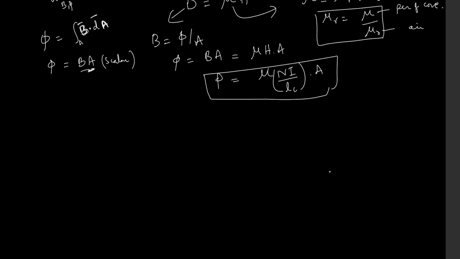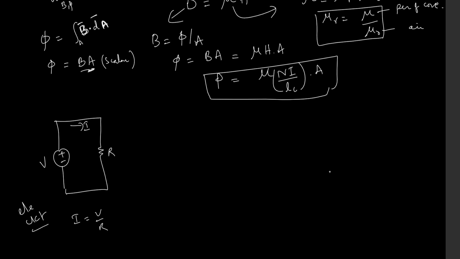treated analogously as an equivalent electrical circuit. So we have an electrical circuit. This is voltage V, this is resistance R, and the current flowing through the circuit is I, and the relation is I is equal to V by R. This is the electrical circuit, right? An analogous representation of this magnetic circuit, equivalent to this electrical circuit, can also be represented like this.